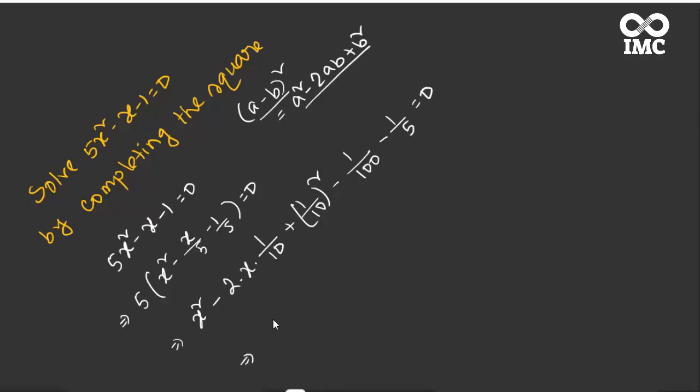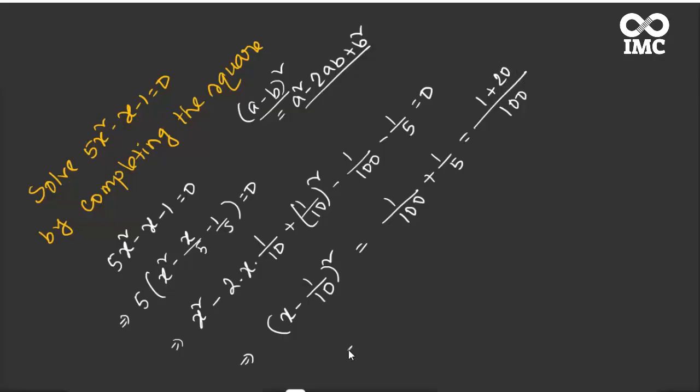Now from the first three terms we can say it will be (x minus 1 by 10) whole square, and minus 1 by 100 minus 1 by 5. We need to move this one to the other side, then it will be 1 by 100 plus 1 by 5. Now if we want to do the LCM, what is the LCM of 100 and 5? It will be 100. So now it will be 1 plus 5 times 20 is 100. So here we need to add 20. Then we can say (x minus 1 by 10) whole square will be 21 by 100.